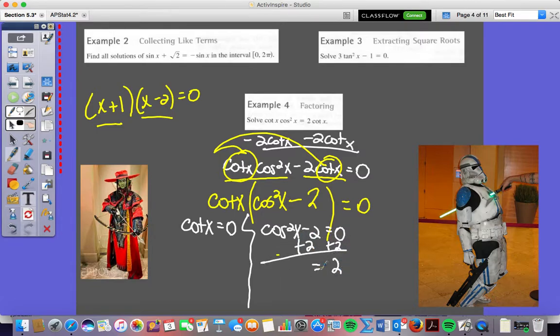So I get 2 is equal to cosine squared of x. We square root both sides, good. When I square root both sides, what do I get? Plus or minus. So we get cosine of x is equal to plus or minus the square root of 2. Okay? Now there's a problem with that, isn't it? What's the problem? It's not on my unit circle, okay?